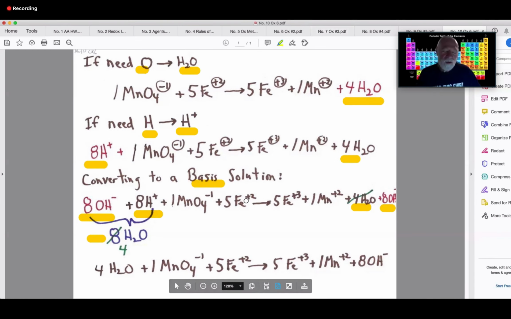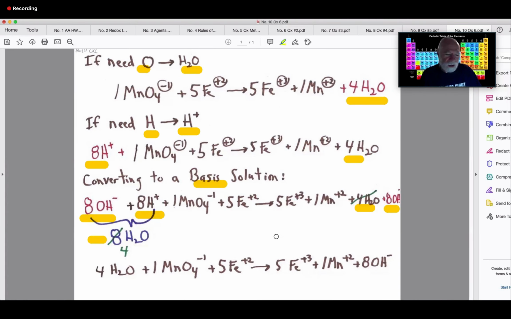So let me take you through those 3 steps again. Step number 1, if you want a basic solution, neutralize the hydrogen with hydroxide. So 8 hydrogen, neutralize 8 hydroxides. That's step number 1. But you've got to add hydroxide to both sides or you'll have an unbalanced equation. Next step, do the chemistry. Hydrogen plus hydroxide gives you water. And generally you'll end up at this point with water on both sides. Subtract the smaller number from both sides and you'll end up with the final answer.